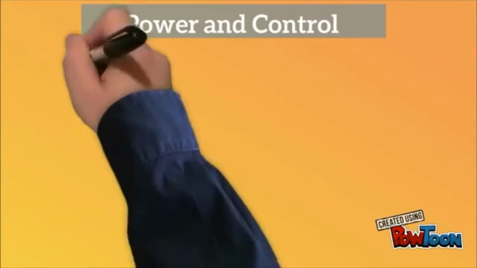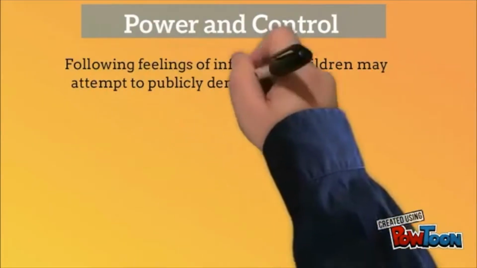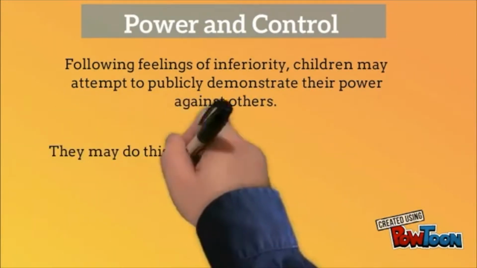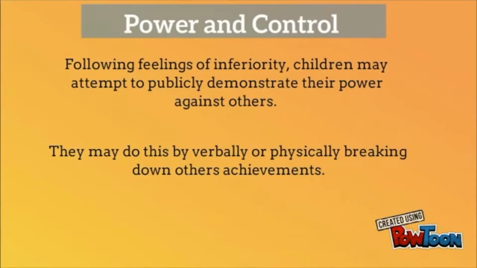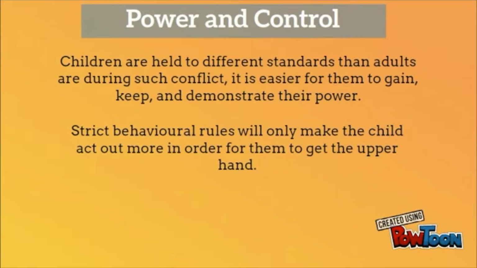For power and control, the students will follow feelings of inferiority. They may attempt to publicly demonstrate their power against others. Students may do this by verbally or physically breaking down others' achievements. Children are held to different standards than adults during such conflict, so it's easier for them to gain, keep, and demonstrate their power. Strict behavioral rules will only make the children act out more, so that they get the upper hand.